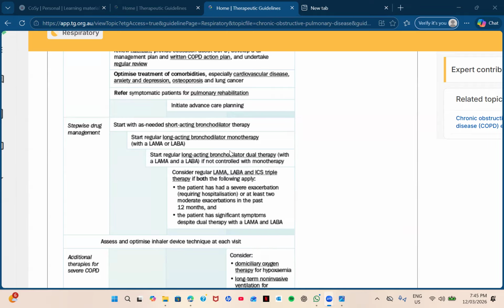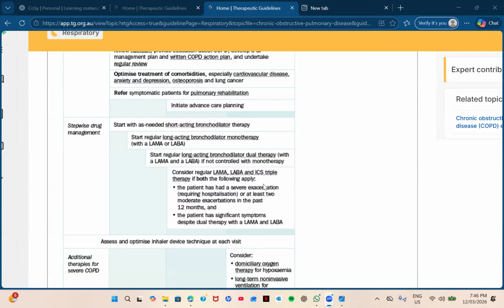Okay, monotherapy was given and had no effect. Then we tried dual therapy. Then dual therapy is also not effective. Then what can we try? We can try triple therapy, right? Triple therapy. This is a very easy one. So what are the options we have in triple therapy? We have triple therapy: LAMA, LABA, and ICS, inhaled corticosteroid.